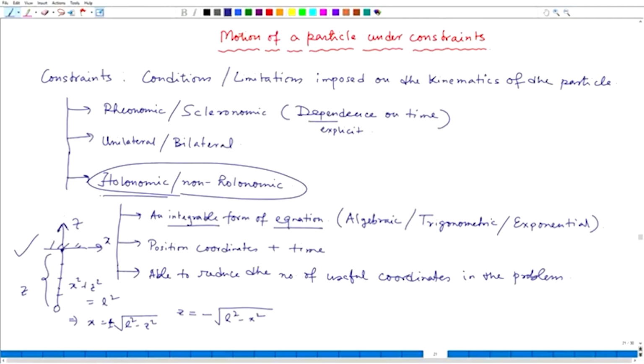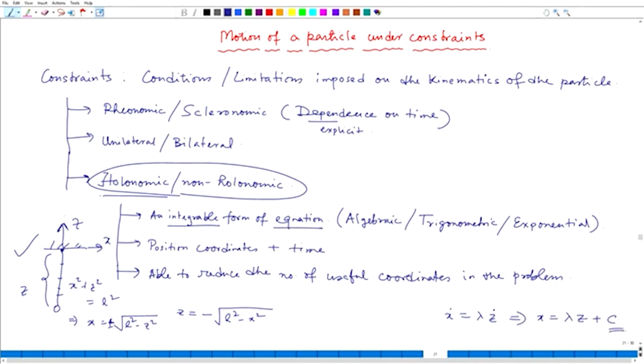Sometimes the apparent form of the holonomic constraint actually contains velocities, but in such a way that they can be integrated to reduce the equation to a form where you can actually have x, y, z and t, the position coordinates and the time. So, for example, if you simply say x dot equals lambda z dot for a 2D problem like this, then this is nothing but x equals lambda z plus c.